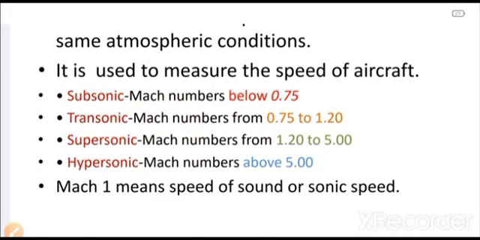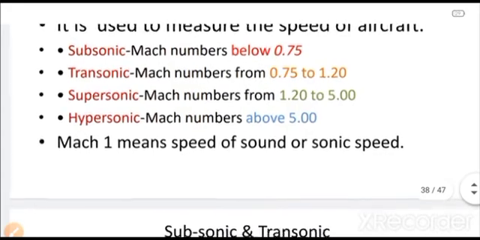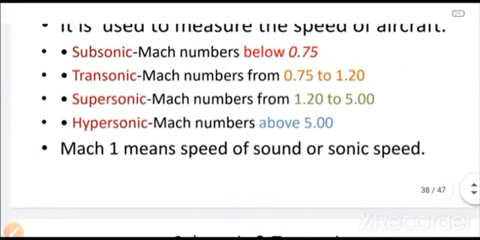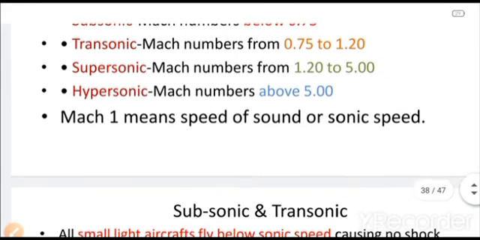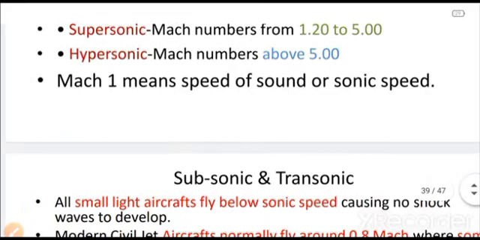So supersonic speed is basically used by fighter jets. They require a lot of speed, and hypersonic speed is usually employed by missiles and some rockets, which utilize a lot of speed to leave the earth's surface, to break the force of gravity, or to escape the force of gravity. They require a huge speed, so they utilize those higher Mach numbers.